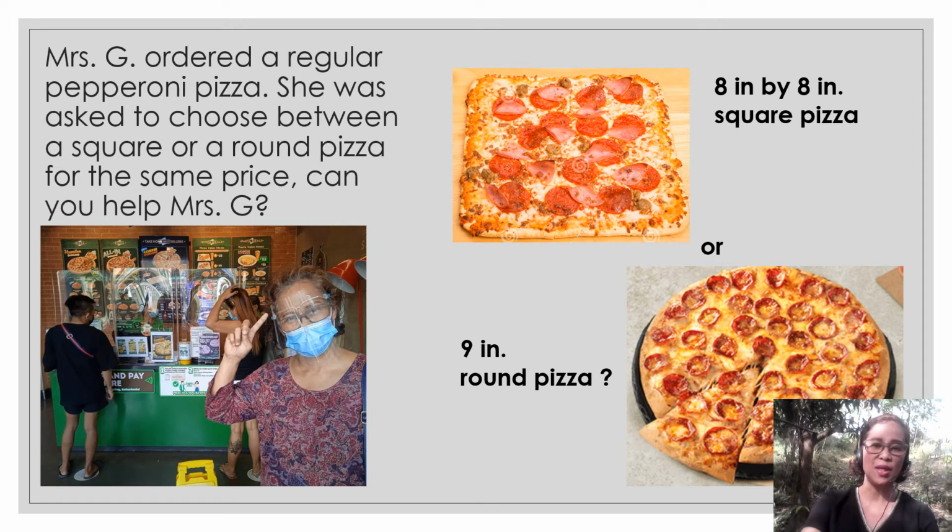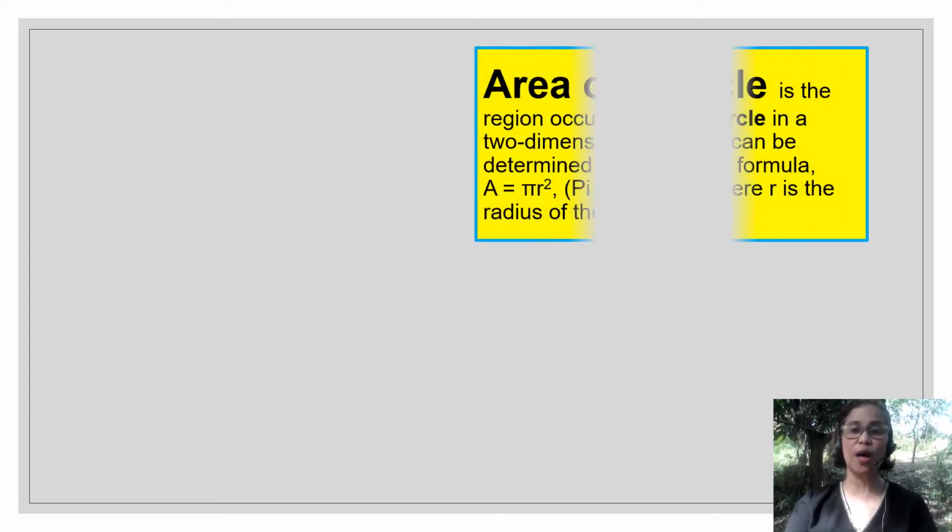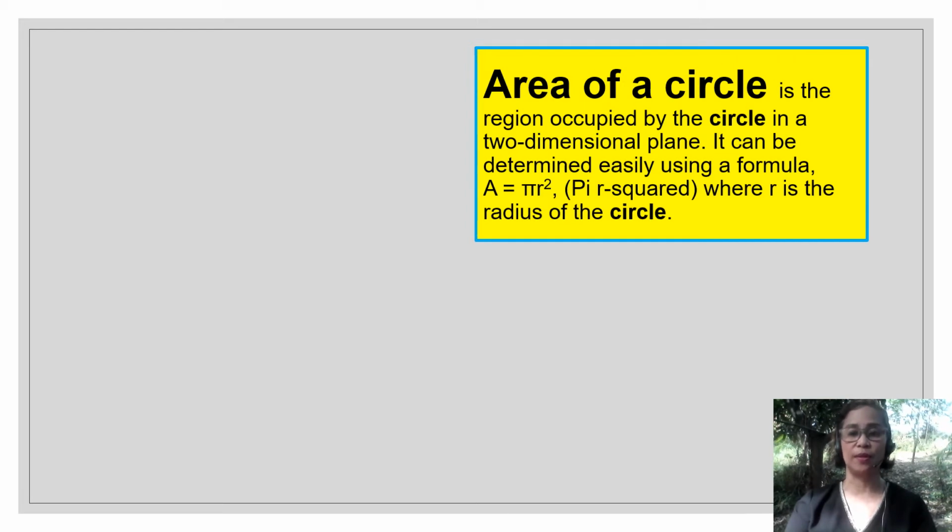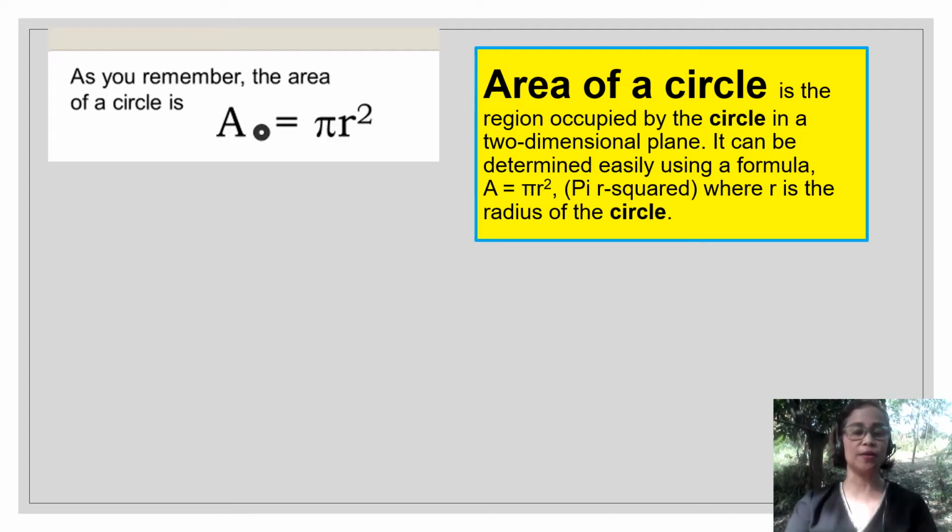Maybe most of you are saying it's hard to tell. After learning our topic for today, we are going back to this problem and you can answer this as accurately as possible. To help Mrs. G decide which pizza to buy, whether the square or the round one, you have to know how to find the area of a circle, which is the region occupied by the circle in a two-dimensional plane. The formula in finding the area of the circle is equal to pi r square.